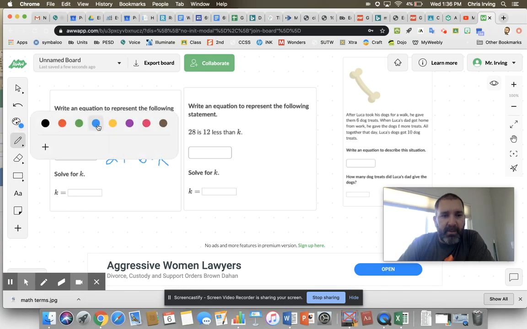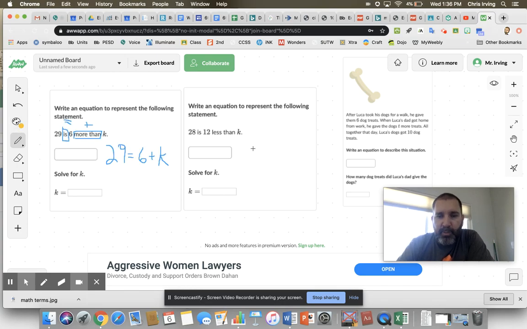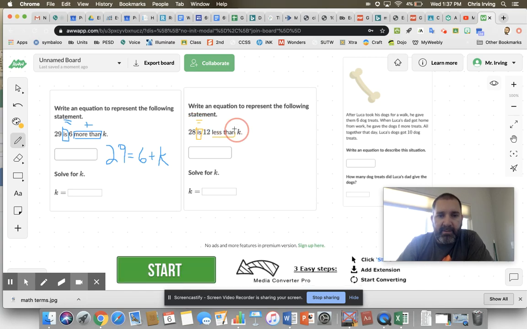Okay, let's look at the next problem. Again, a little more complicated, but not that bad. I'm going to slow down and read it. 28 is 12 less than k. All right, look at your big clues. Is, that's a fancy way of saying equals. Less than, that's your operation right there. Less than indicates subtraction. So I'm literally going to write the equation exactly the way it reads.